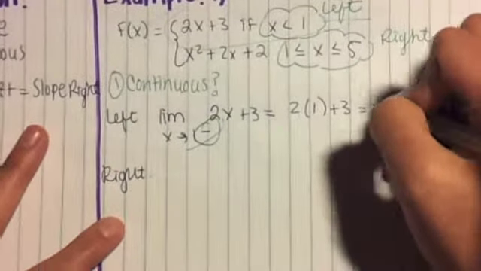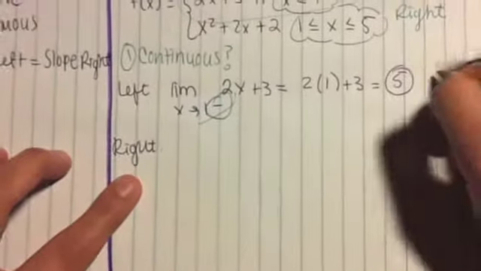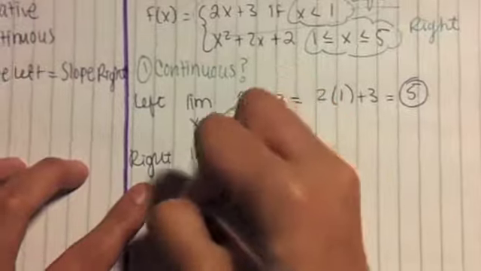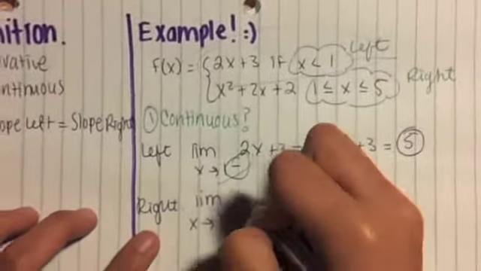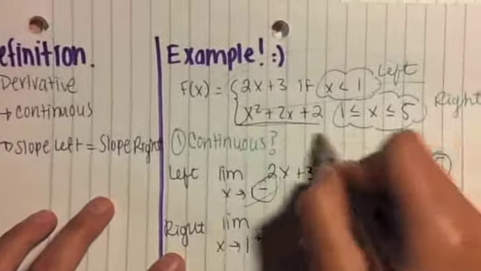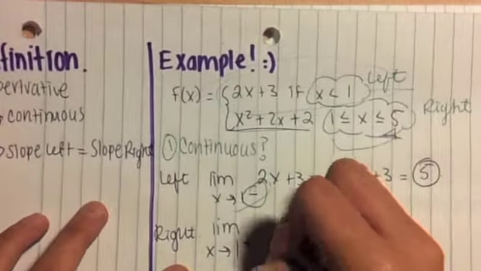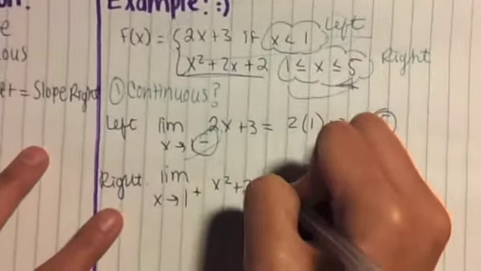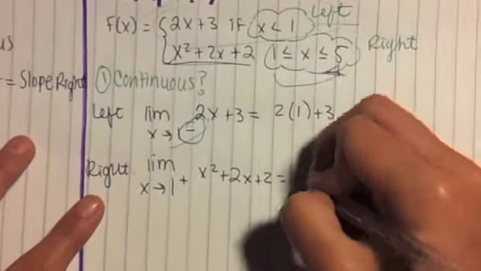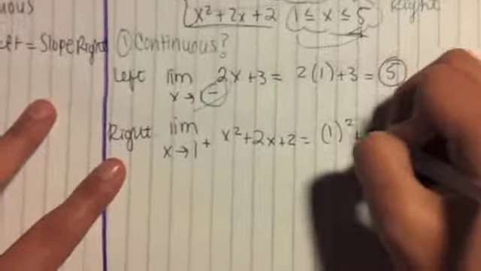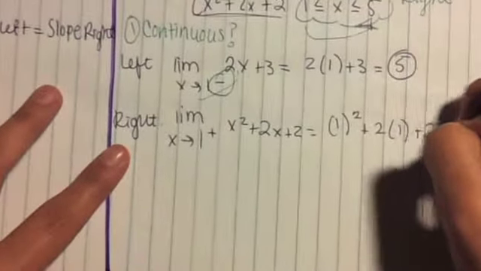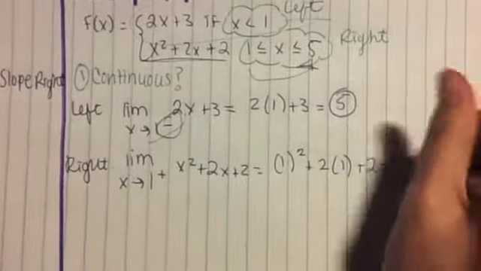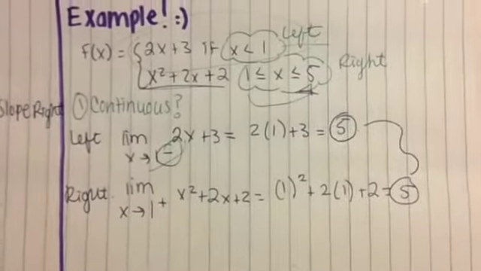So now let's find the limit from the right. The limit as x approaches 1 from the right of the function, and now we're going to use this one since this is the right side of the function: x squared plus 2x plus 2, and we'll just plug in 1. 1 squared plus 2 times 1 plus 2, which equals 5. So since these two are the same, the limit overall as x approaches 1 equals 5.